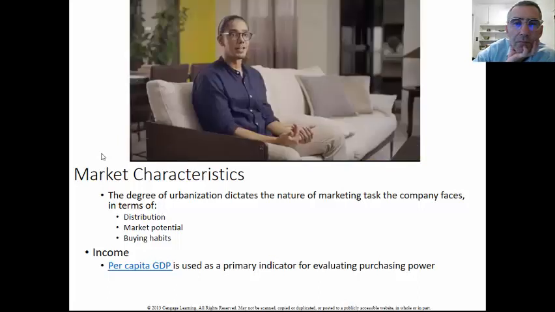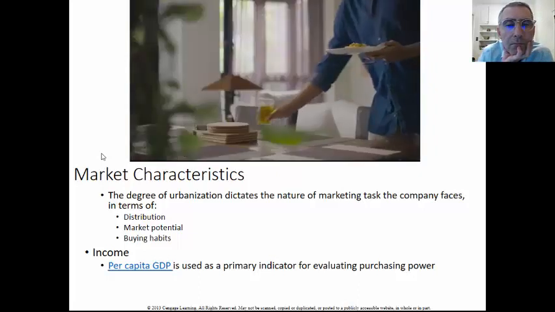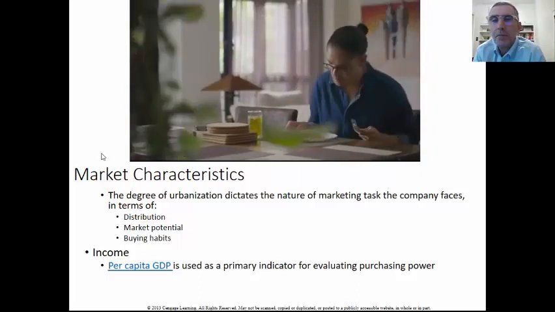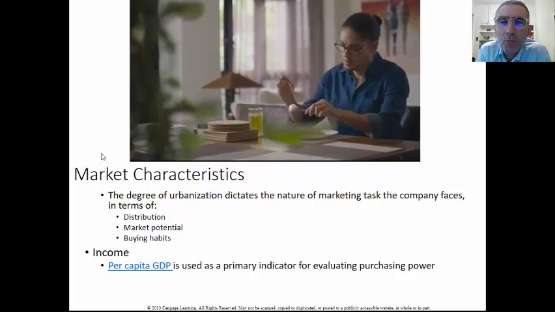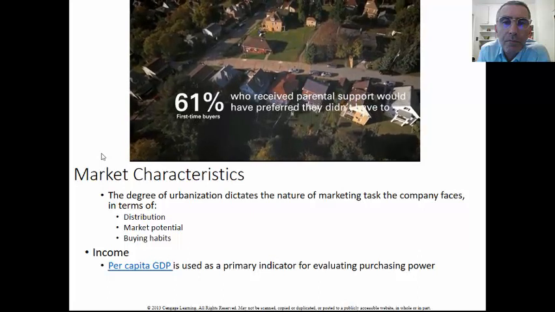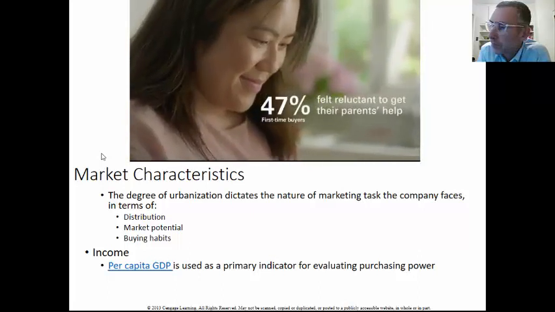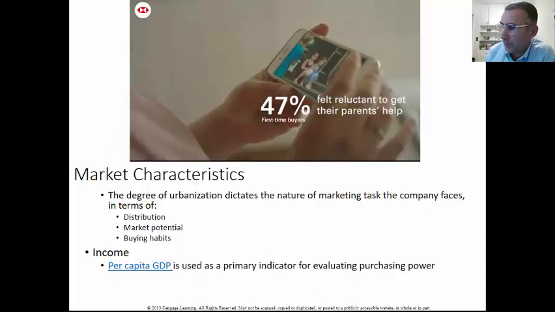I never imagined I'd be asking my parents for money, especially when I'm in my 30s, but that's just the way things have turned out. But I am incredibly grateful and thankful for the support, and it's hard to put into words. 61% of first-time buyers who receive parental support would have preferred they didn't have to, of which 47% felt reluctant to get their parents' help.